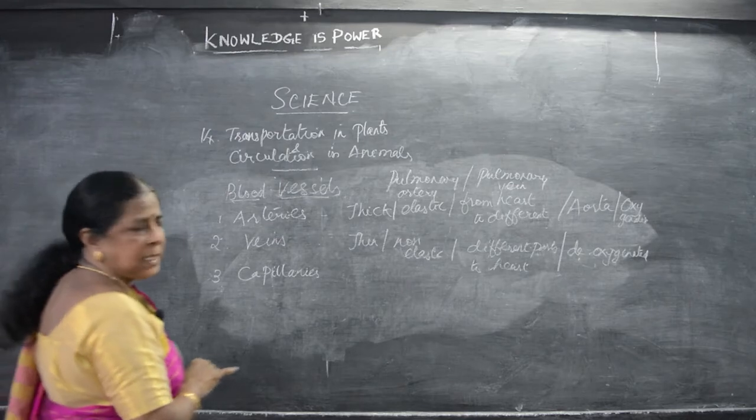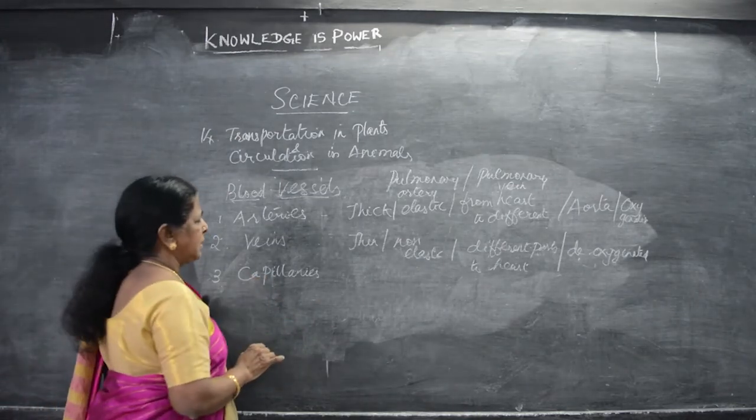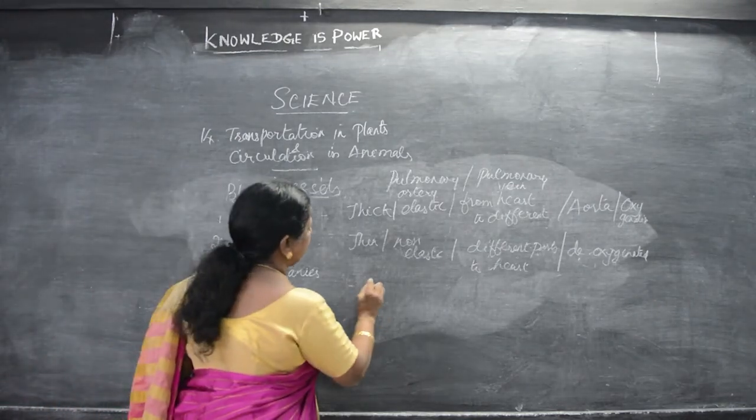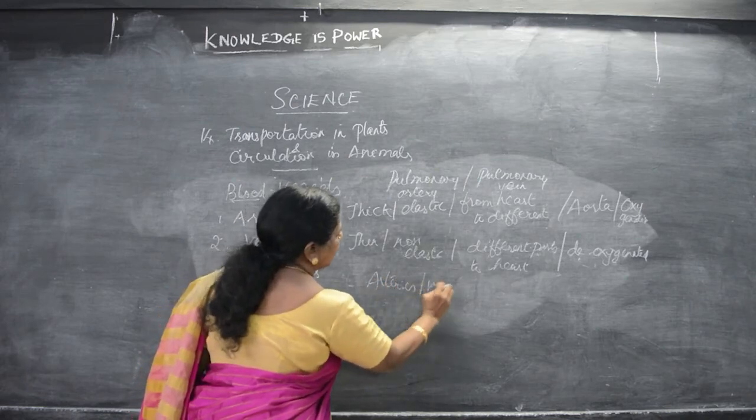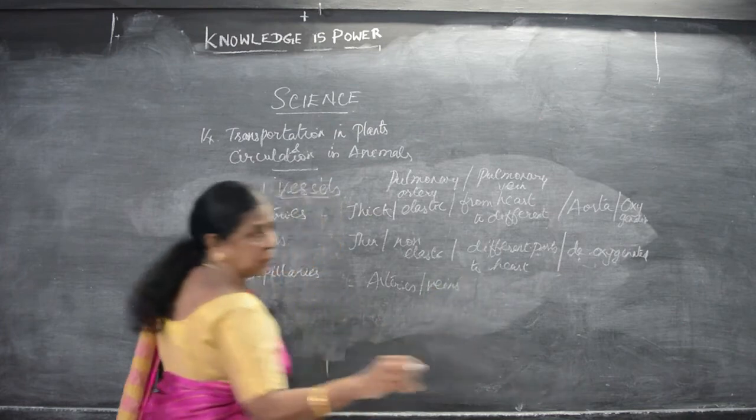The capillaries are very thin structures. They join together and become either artery or vein. So they change according to the place where they are.